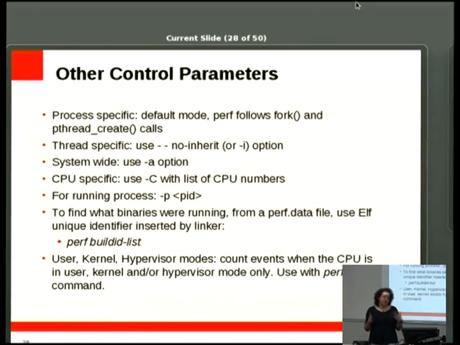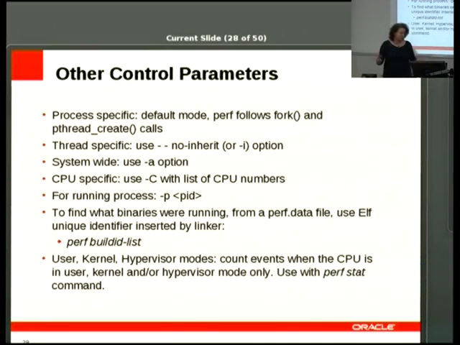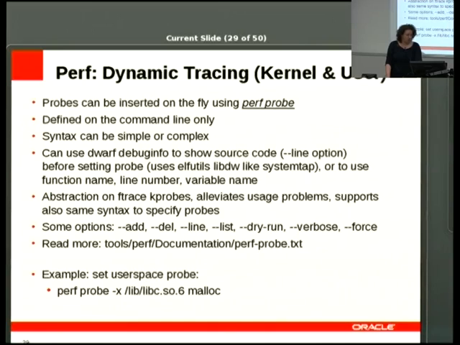There are ways of narrowing what perf is looking at. So this is kind of a way of focusing on a specific type of target or a subset of what's going on in your system. Thread-specific, system-wide, focus on a specific CPU or a specific process. So there are many variables in play here, and I'm not going to go through all of those.